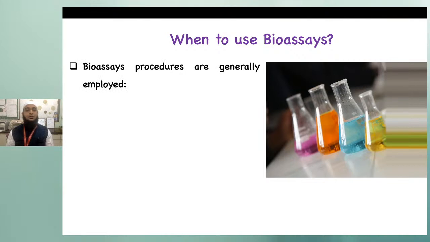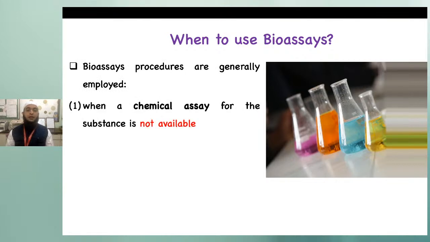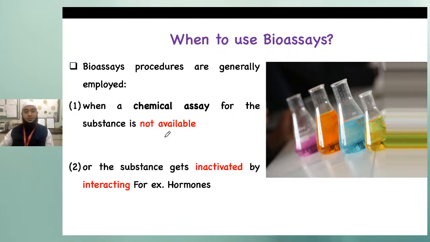So bioassay procedures are generally employed when a chemical assay of the substance is not available. Now, what are those cases where chemical assays of a substance are not available? Let's see the second example, where substances get inactivated by interacting with other chemicals, right?